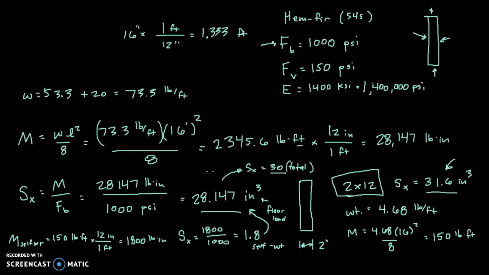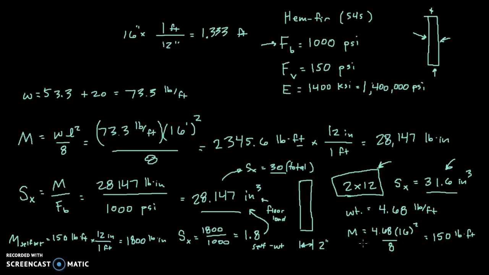Okay, we are continuing example 16.3, where we are designing a timber beam. It's actually a joist, a part of a joist system. And at the end of the last video, we had decided to go with a 2x12, which has a section modulus of 31.6 inches to the third.